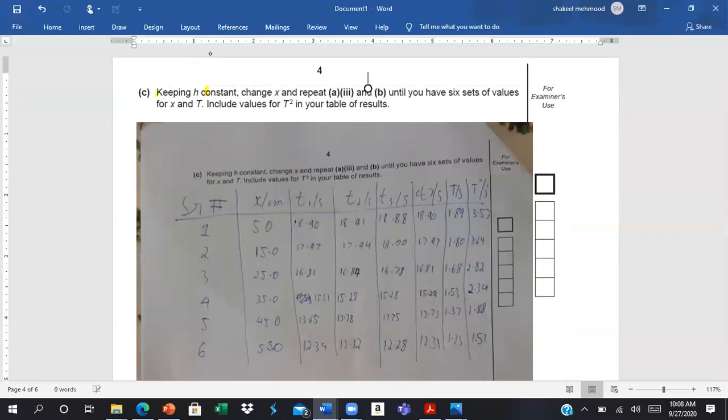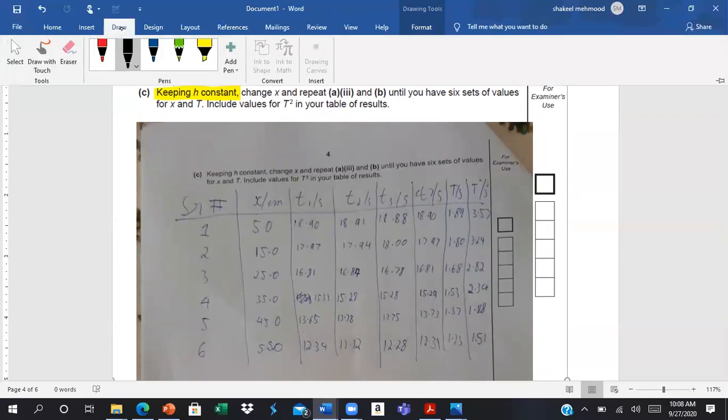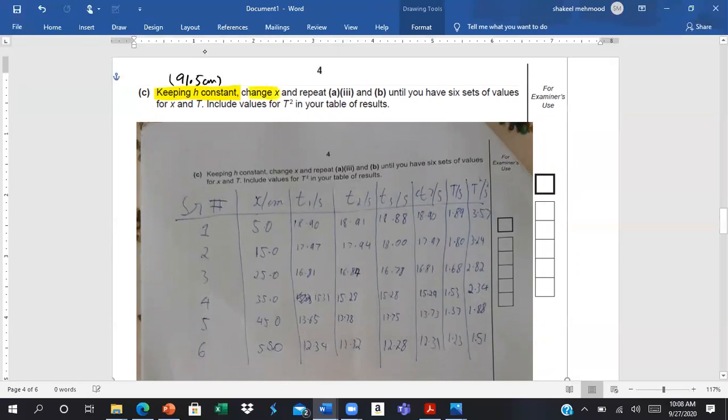And over here is keeping h constant. So keeping h constant means the height that you kept at 91.5 centimeter, you don't have to change it. Just keep it constant and change x. So change x and repeat A3 and B until you have 6 sets of values of x and t. And then he said to include values of t square in your table as well.